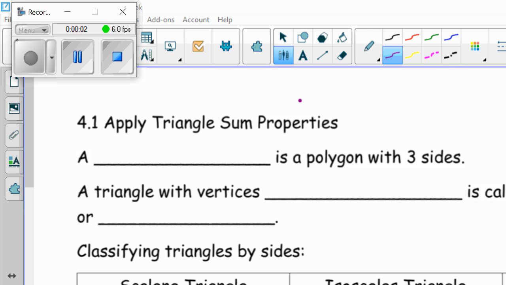All right, today in geometry, we are starting chapter 4. We're looking at section 4.1, which is about applying triangle sum properties. So let's first talk about what is a triangle.